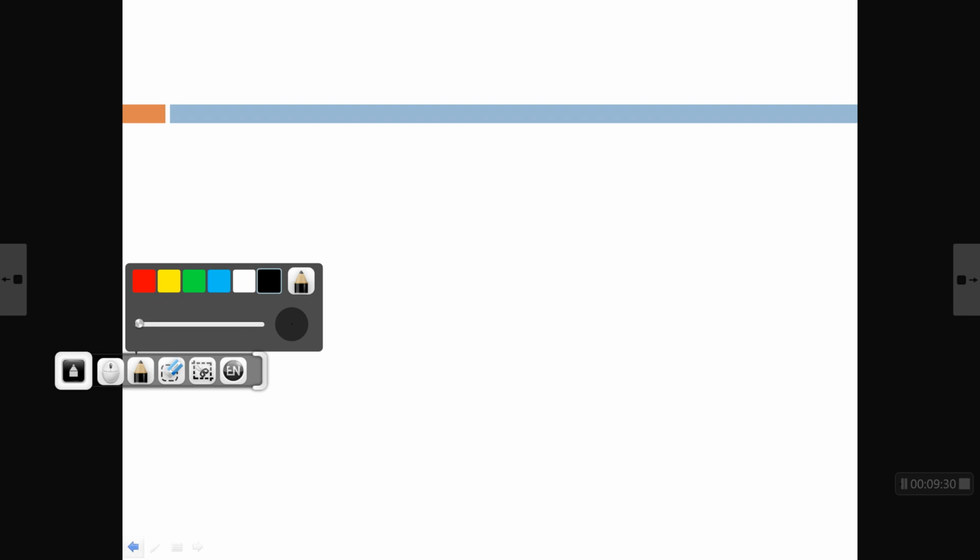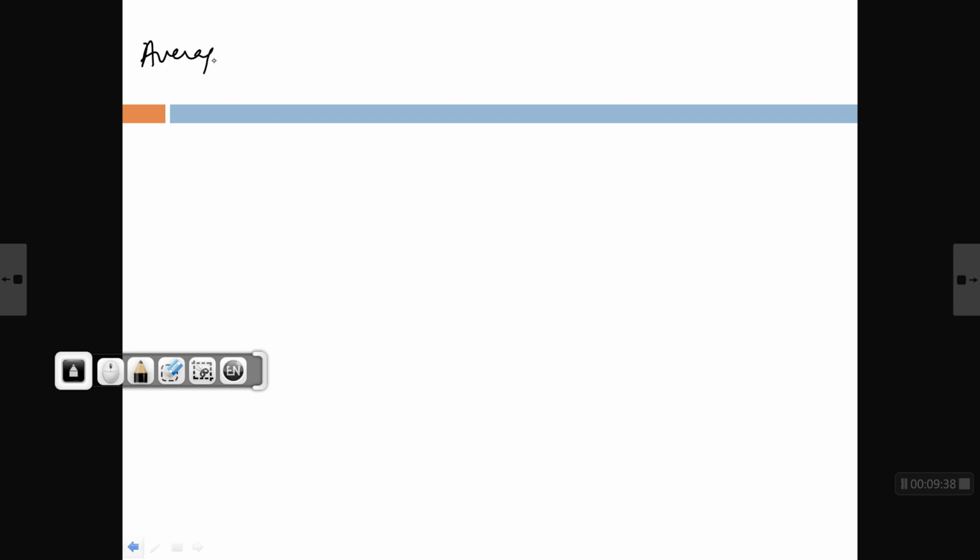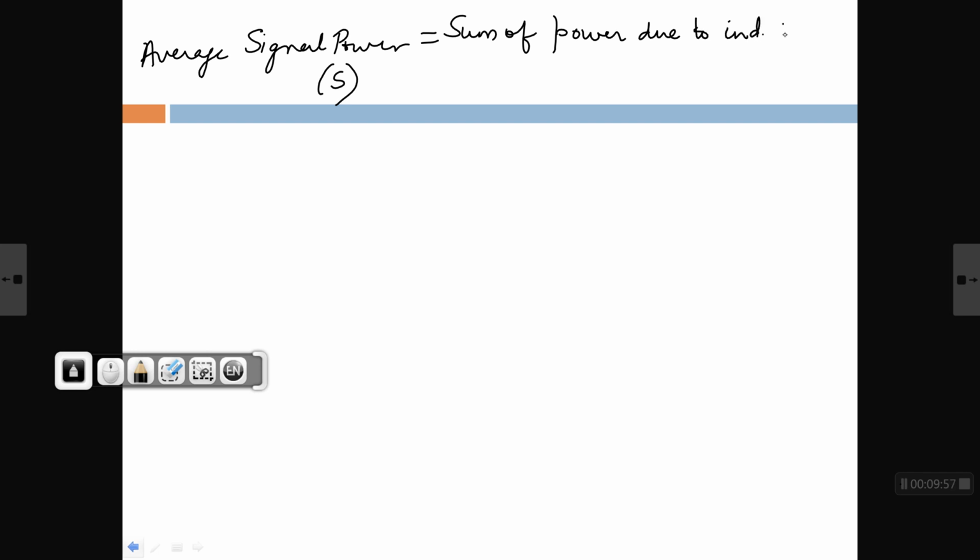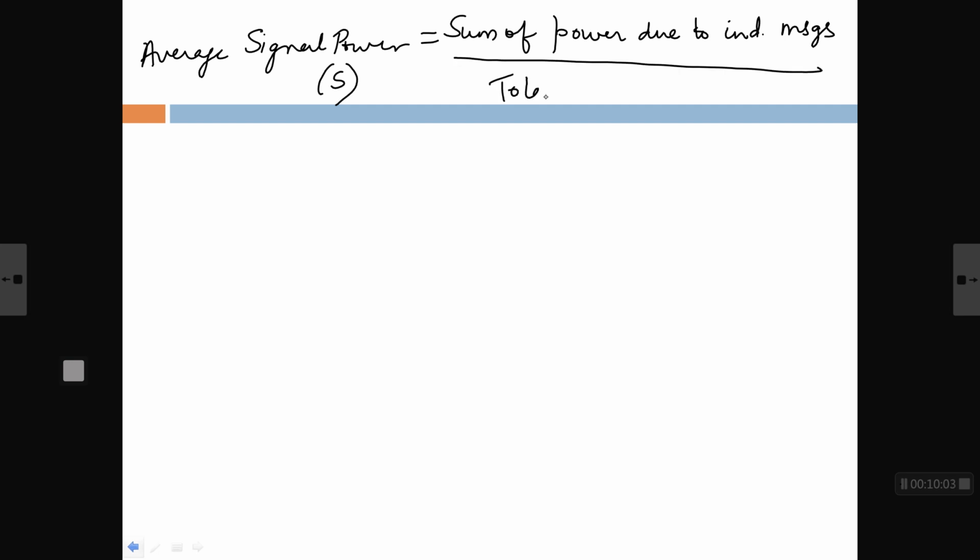Now after having seen all these assumptions, now we have to find the channel capacity. So first thing is we find the average signal power. So we need to find the average signal power, and it is indicated by S. Now what is this? When you take average, it will be the sum of powers due to individual messages, and because it is average, we need to divide it by the total number of messages.